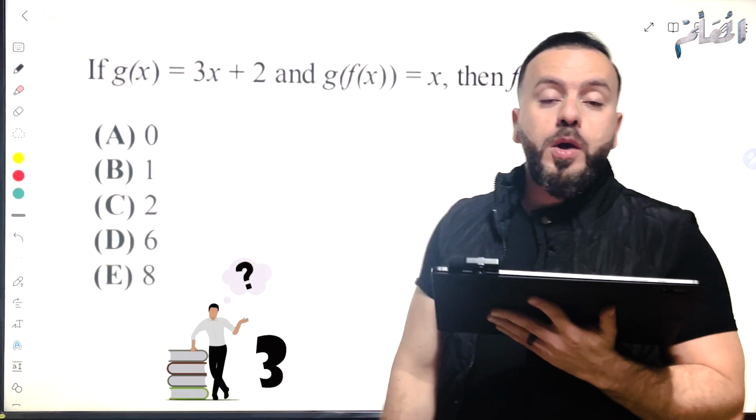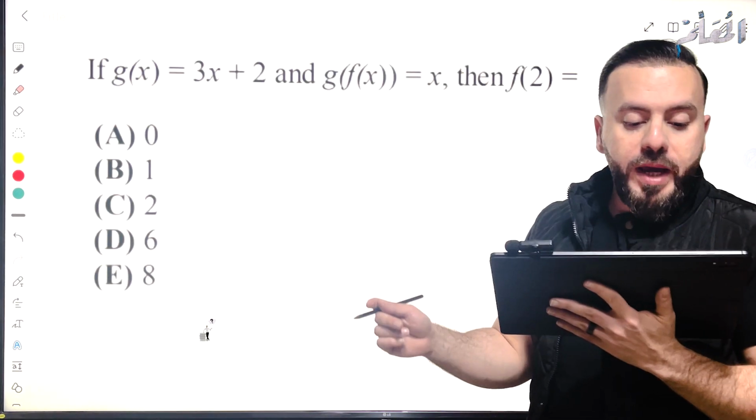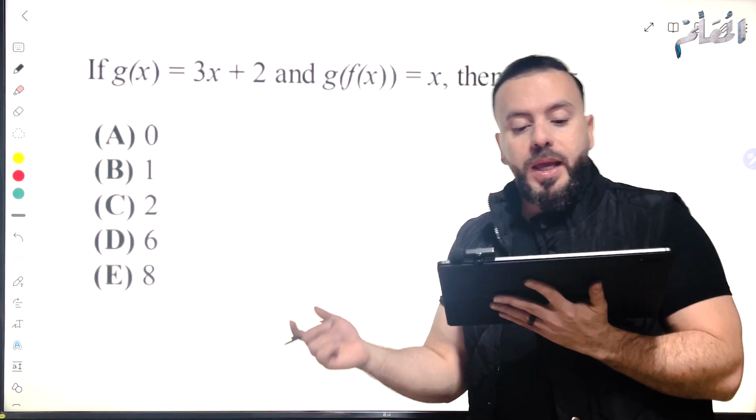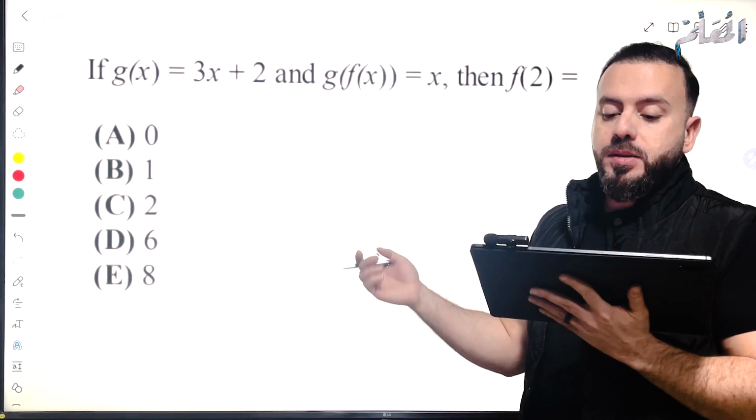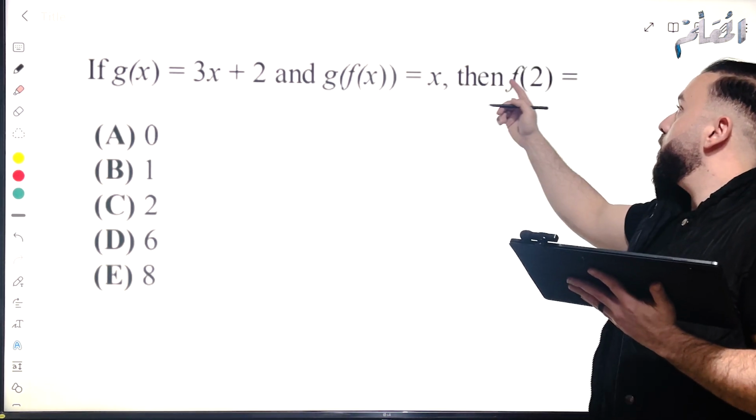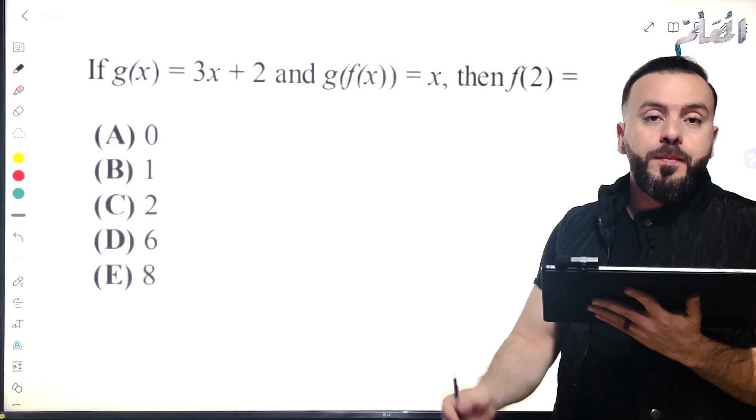Question 3. If g of x is equal to 3x plus 2 and g of f of x is equal to x, then f of 2 is equal to what?